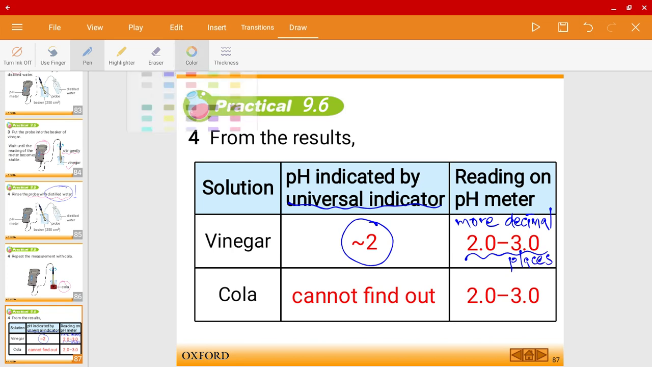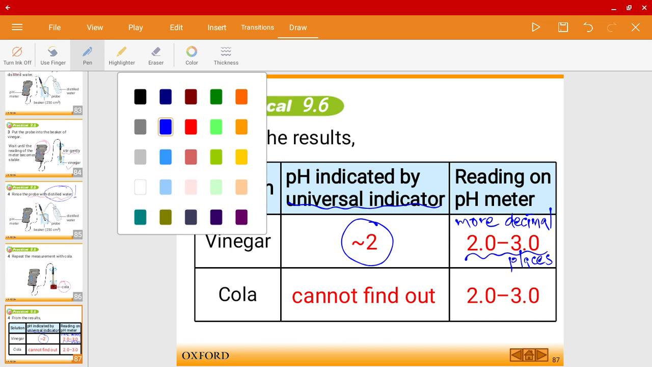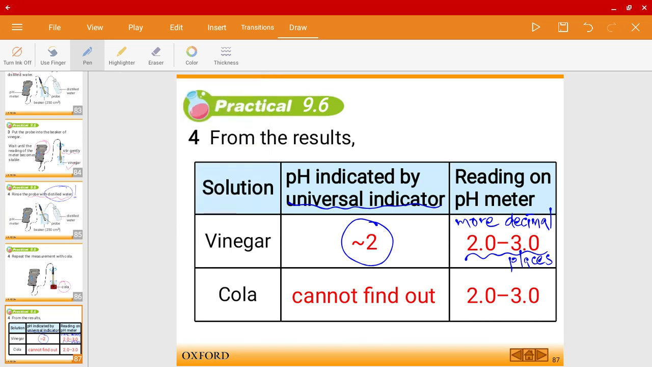Now, let's look at cola over here, Coca-Cola or Coke. For universal indicator, you cannot find it out. Now, what does that mean, or why is this the case? Do you guys recall what is the color of a universal indicator? Yes, it is brown. And what is the color of Coca-Cola? It is black.